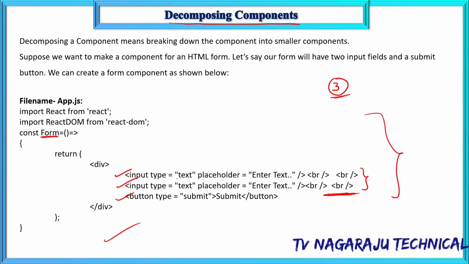Suppose if I break down, the form consists of only one input. So assume this is app one, only one input. Whenever I need three input fields, I am importing this three times. If I need four inputs, I am importing this four times. You got my point? That is decomposing.